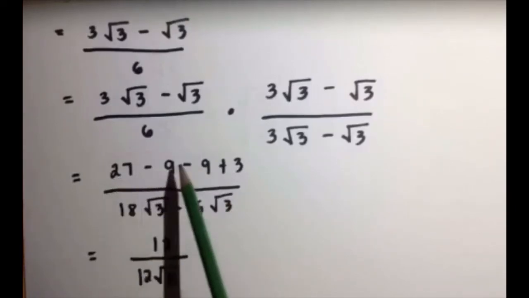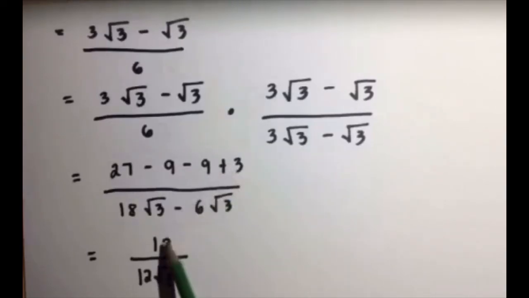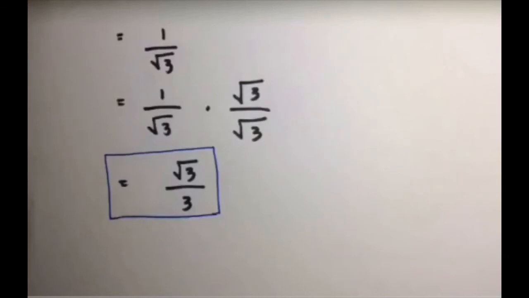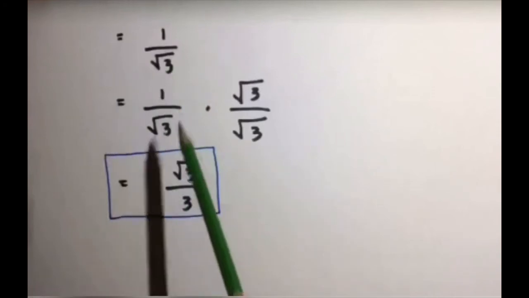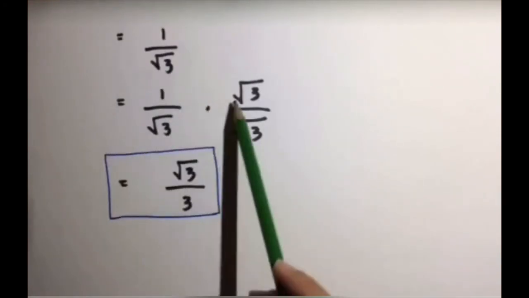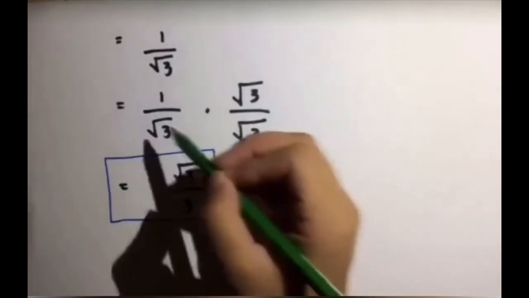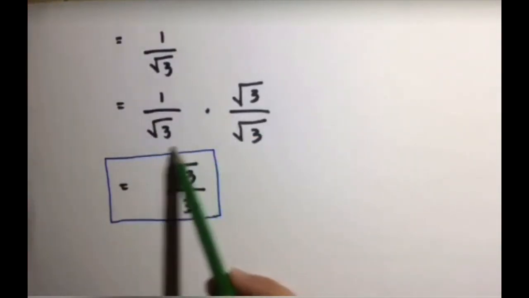So, 27 minus 9 is equal to 18, 18 minus 9 is 9, and 9 plus 3 is equal to 12. 18 the square root of 3 minus 6 the square root of 3 is equal to 12 the square root of 3. 12 divided by 12 the square root of 3 is equal to 1 over the square root of 3. We have the radical sign here, so we need to simplify it. 1 over the square root of 3 multiplied by the square root of 3 over the square root of 3. So we can cancel now the radical sign here. The answer will be the square root of 3 over 3. This is our final answer.